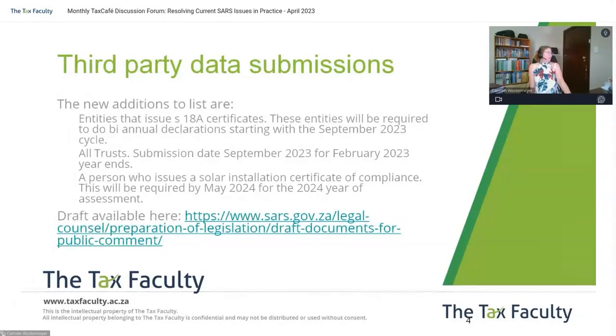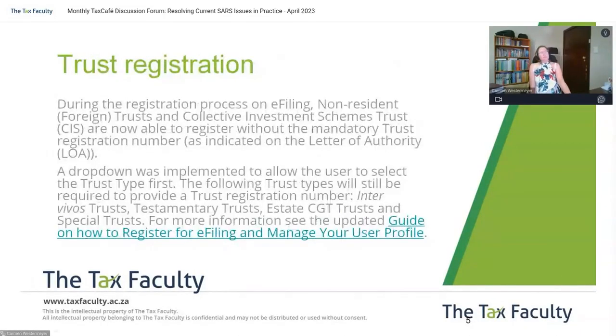Link to where you can go and find the draft guide, right? Trust registration. There's been a couple of changes in how you register a new trust. Please go and have a look at that.